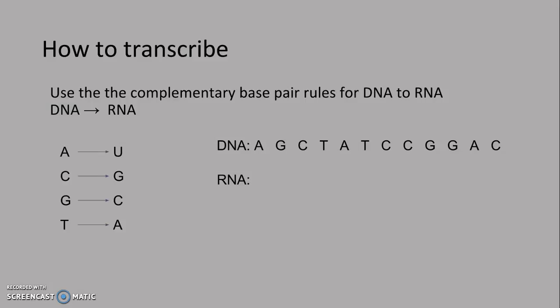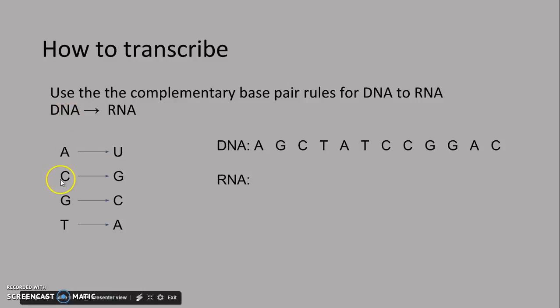Let's practice transcription. So how to transcribe. Use the complementary base pair rules for DNA to RNA. It is slightly different than the DNA base pair rules, where adenine binds to thymine, cytosine binds to guanine. If we have the DNA strand going to the RNA, if DNA is A, or adenine, it will pair on the RNA strand as uracil.